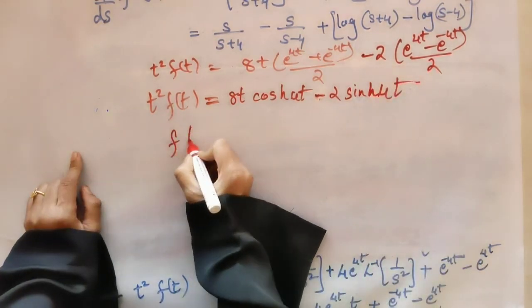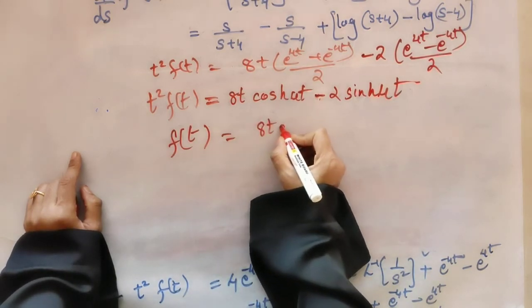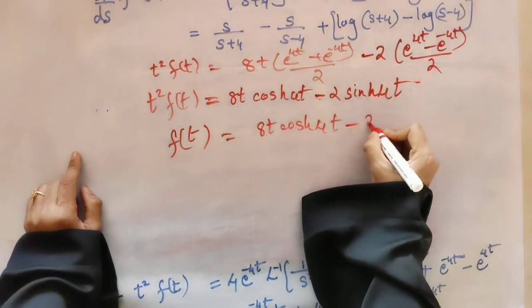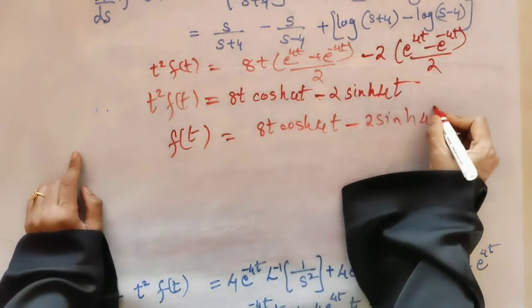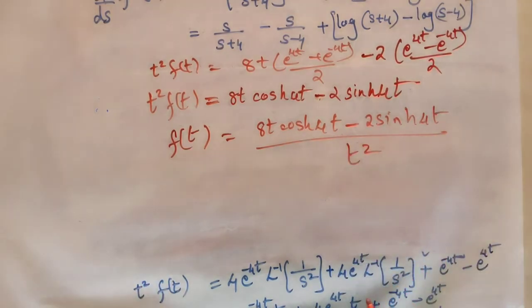Now I want f of t from here: it is 8t cos hyperbolic 4t minus 2 sine hyperbolic 4t over t square. Over t square. This is the required solution for this problem.